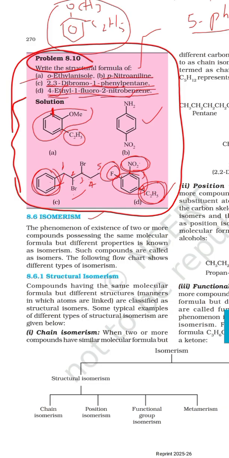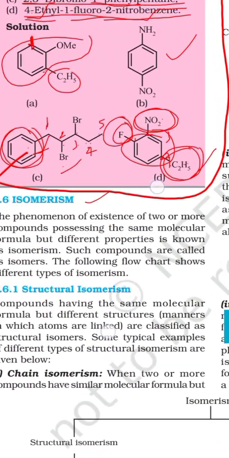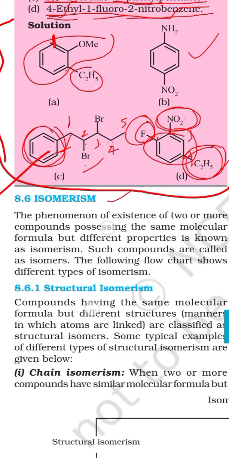Now the other topic is isomerism. In isomerism, we have to discuss some points, like what is structural isomerism and what is stereo isomerism. So first of all, what is isomerism? Isomerism means the phenomenon of existence of two or more compounds possessing the same molecular formula but different properties is known as isomerism.